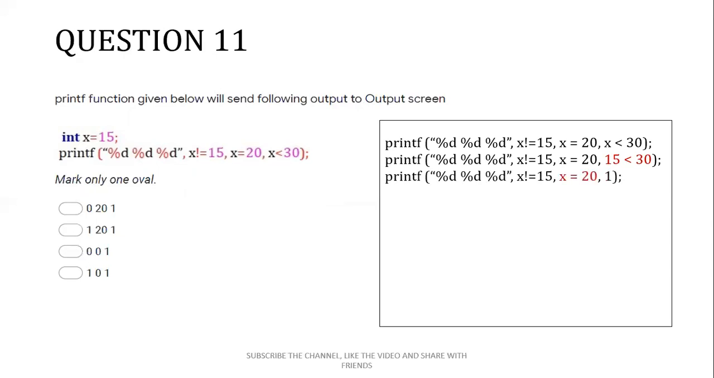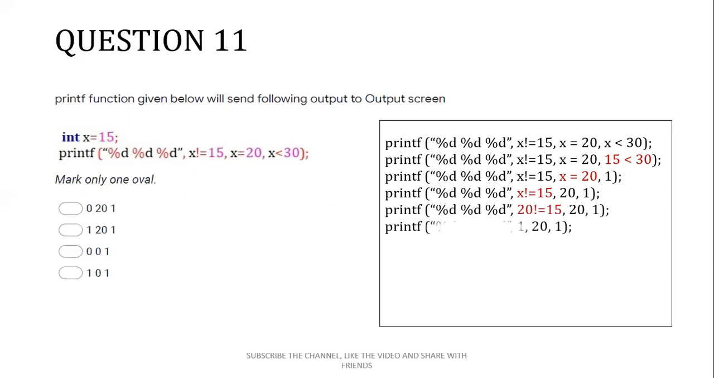Then you come to x equal to 20. Here 20 is assigned to x. So after assigning 20 to x, this whole expression will be replaced by 20. Then we come to x not equal to 15, because the current value of x is 20 now. So 20 not equal to 15, that condition is satisfied, so you will replace it by 1.